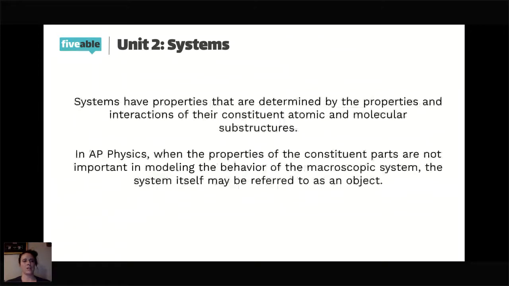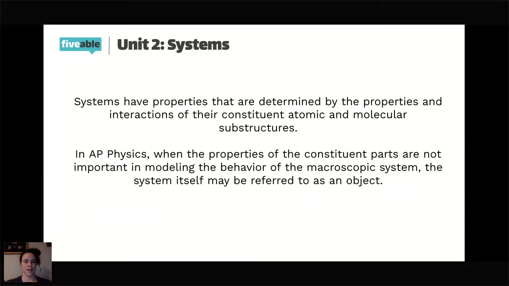All right. Systems have properties that are determined by the properties and interactions of their constituent atomic and molecular substructures. What that means is that in AP Physics 1, when the properties of the individual parts are not important for modeling the behavior of the entire system, you can just refer to the system as an object. Like our protons, the quarks are irrelevant for all of the problems in Physics 1, so we treat the proton as an individual object instead of a system of quarks. Does that make sense?